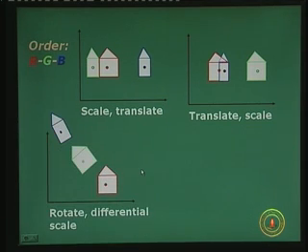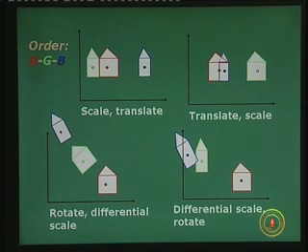We will take another example. Rotate and differential scale. That means you are first rotating the house marked in red to a greenish position, the position marked by the green house, and then give it a differential scale. We are talking of non-uniform scaling, that is meant by differential scale, the other term which is used. And that is the final position given by the house marked in blue.